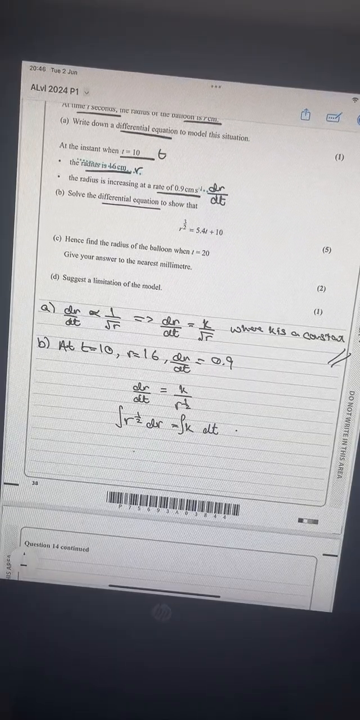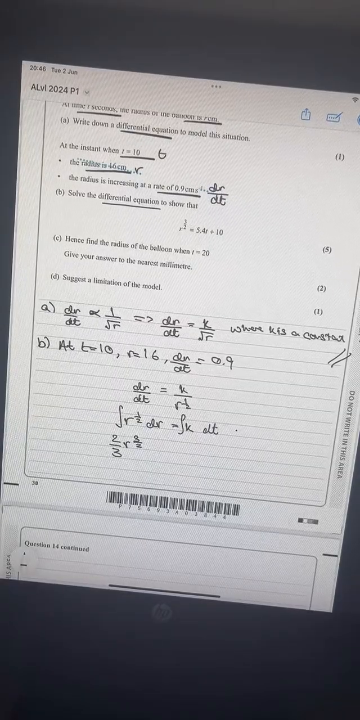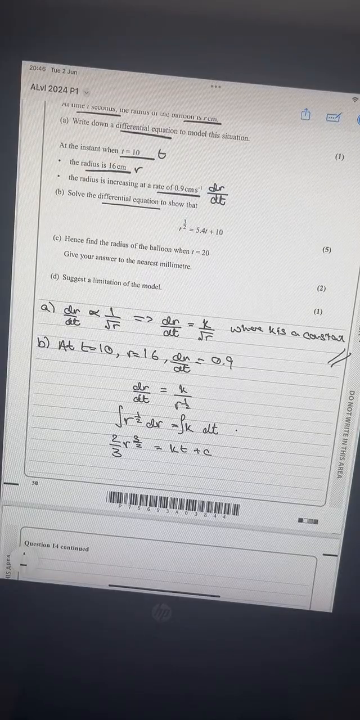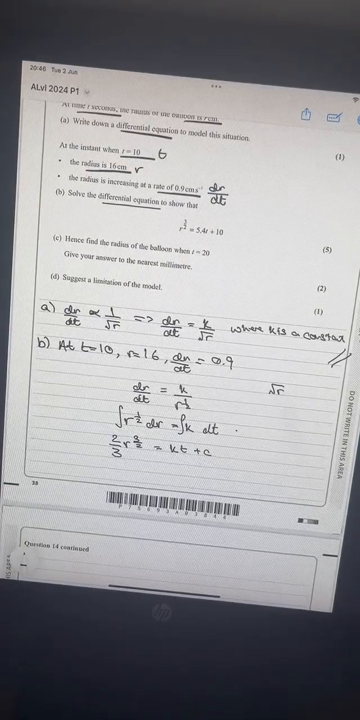So increase the power of r, so it's r to the 3 by 2 divided by the new power, 2/3, so 2/3 r to the 3 over 2. That's equal to kt plus a constant c. Why do we do r to the half? Because it's square root of r, so square root of r is equal to r to the half. I just rewrote it to make my integration much easier, Jay.